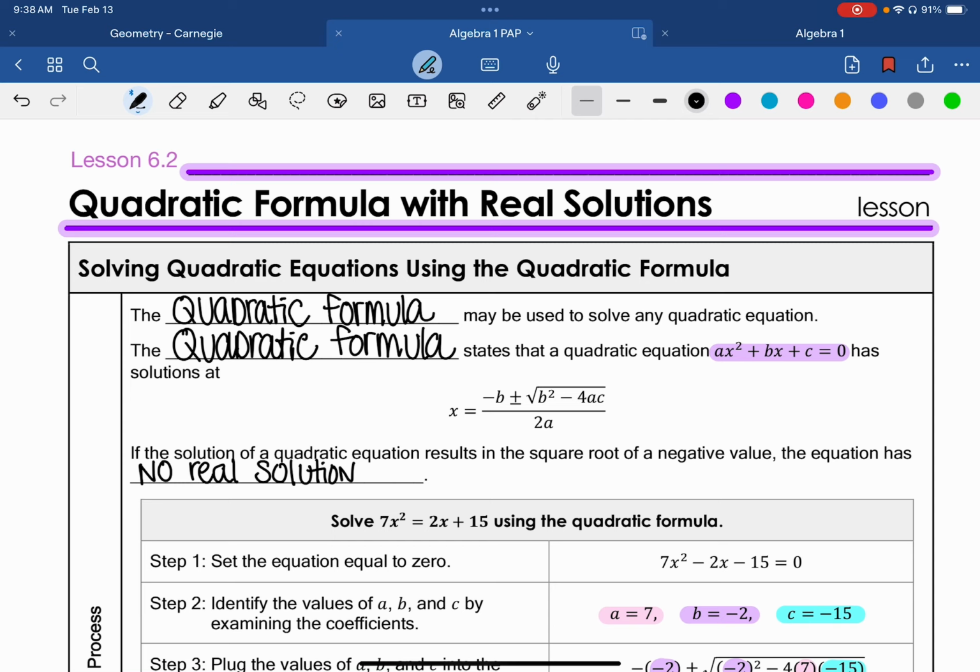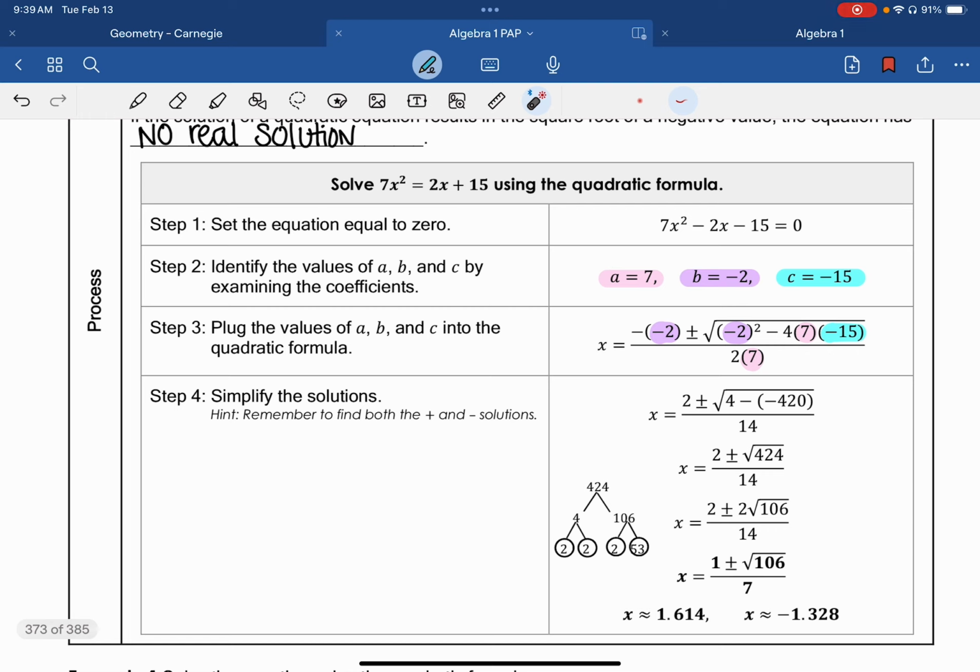The quadratic formula states that a quadratic equation ax squared plus bx plus c equal to 0 has a solution at x equals negative b plus or minus the square root of b squared minus 4ac, all over 2a. If the solution of a quadratic equation results in the square root of a negative value, the equation will for now have no real solution. When you get to Algebra 2, you will learn that this gives what is called an imaginary solution, but that's for Algebra 2.